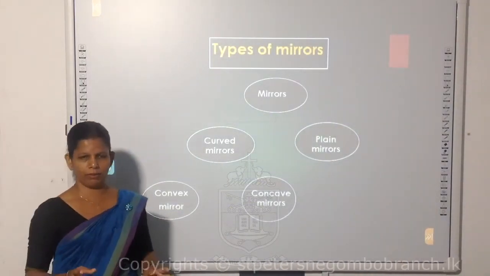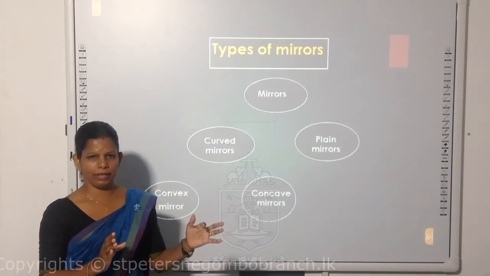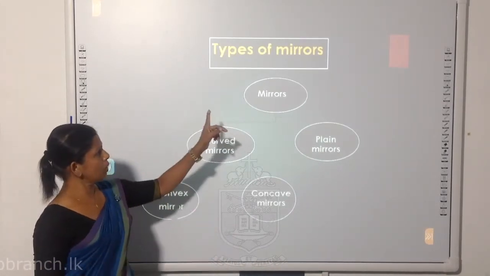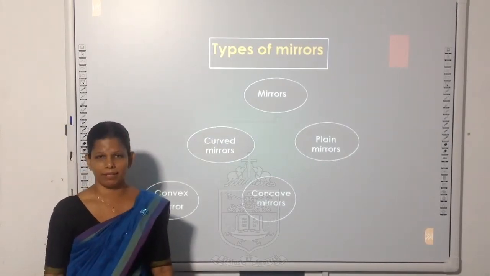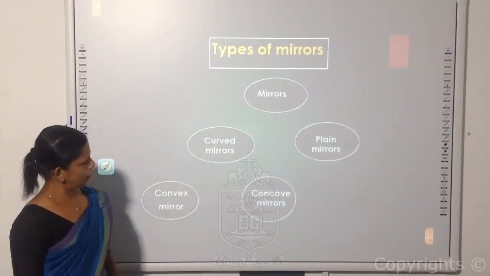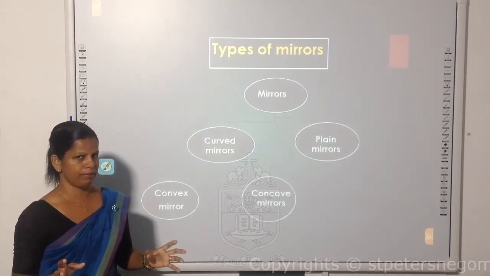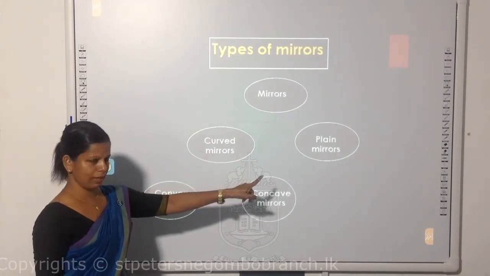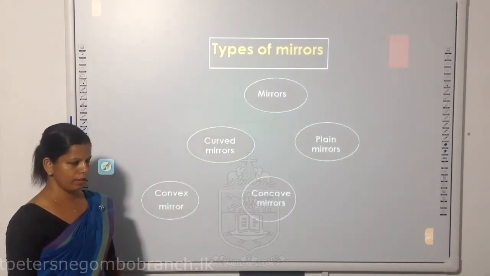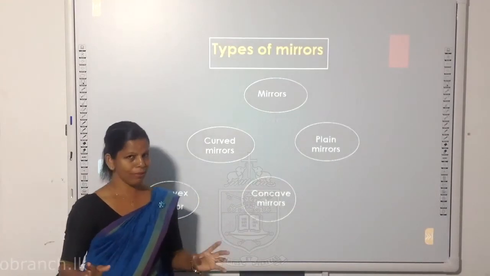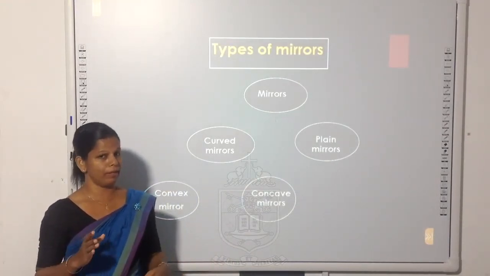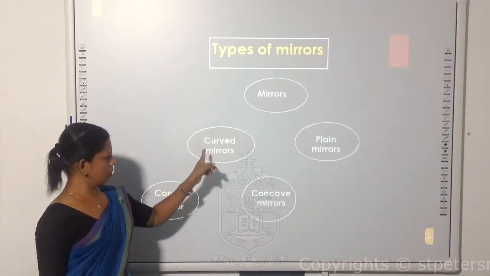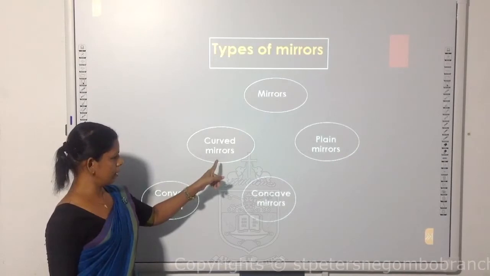So, my dear children, we talked about a ray of light and the types of beams of light, and we are going to talk about the next topic, types of mirrors. There are different types of mirrors, but basically we can separate them into two types. One is curved mirrors, the other one is plane mirrors. Do you remember plane mirrors? We studied plane mirrors in the second session. Today we are going to talk about curved mirrors.